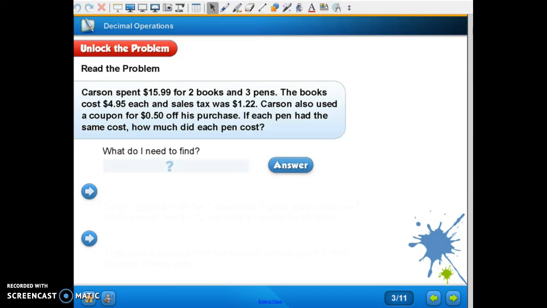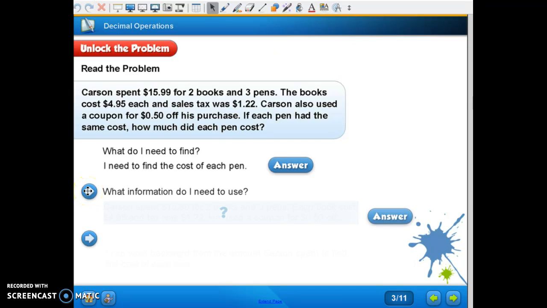Okay, Carson spent $15.99 for 2 books and 3 pens. The books cost $4.95 each, and the sales tax was $1.22. Carson also used a coupon for 50 cents off his purchase. If each pen had the same cost, how much did each pen cost? So what do we need to find? The cost of each pen.